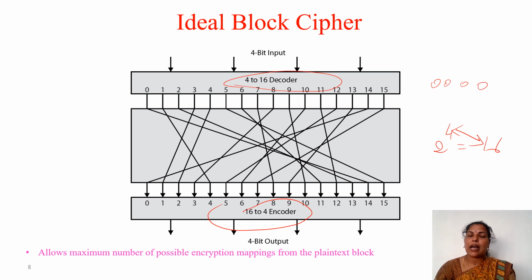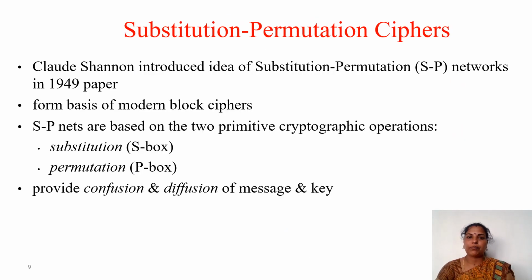And one more thing we have to think about is whether it is reversible or irreversible. If it is reversible, we can easily convert from the plain text to the cipher text and from the cipher text back to the plain text. But if it is irreversible, that means for a plain text, if you have two different cipher texts, then it is an irreversible case. This is the ideal block cipher, which allows the maximum number of possible mappings for the plain text block.